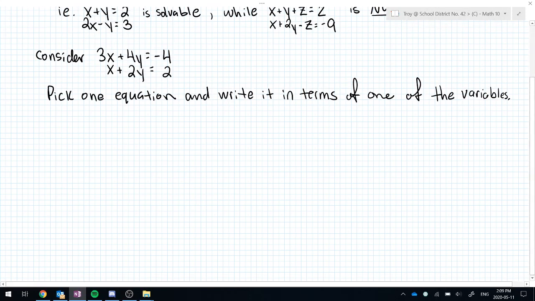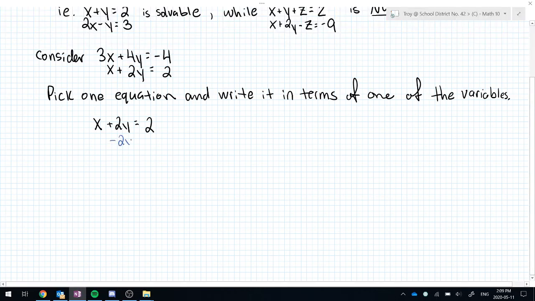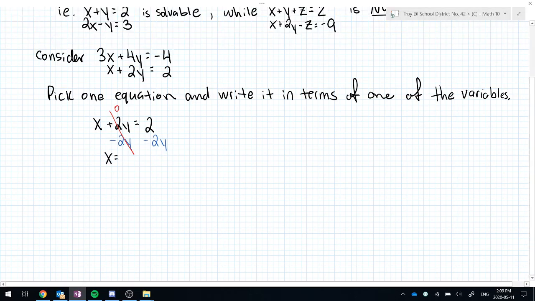So I'm going to take the second equation, I'm going to write it in terms of x. So I got x plus 2y equals 2. I want to write it in terms of x, so I need to move this 2y out of the way. It's a positive 2y. So if I want to get it out of the way, I got to subtract 2y from both sides, of course. When I do that, these cancel out. And what I'm left with here is just x equals negative 2y plus 2. And that's isolated. The x is by itself. That is now written in terms of x.